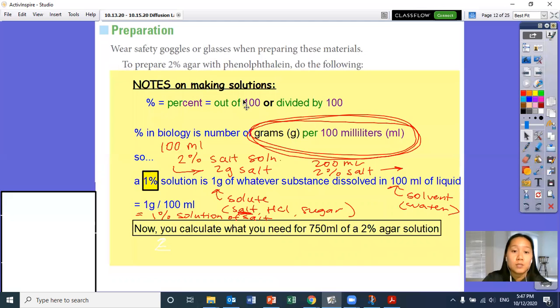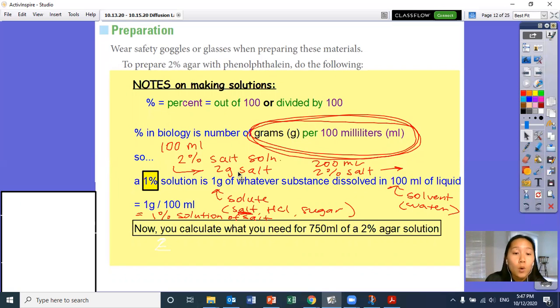So percent is out of 100, or divided by 100. This actually represents grams of your substance divided by 100 milliliters of a solvent. In our case, that 100 milliliters is water. The grams we're looking at is how many grams of agar we're putting into this 100 milliliters of water. So for example, if you wanted to make a 2% salt solution, that would mean you need 2 grams of salt put into 100 milliliters of water.